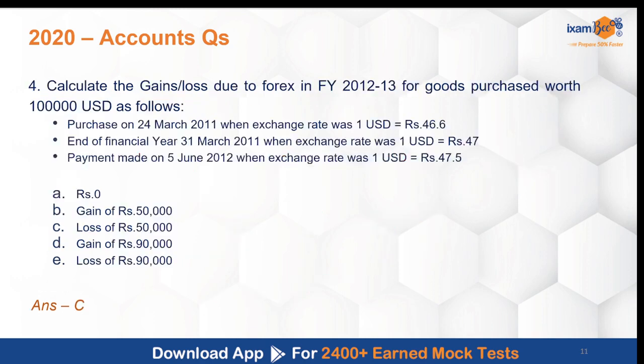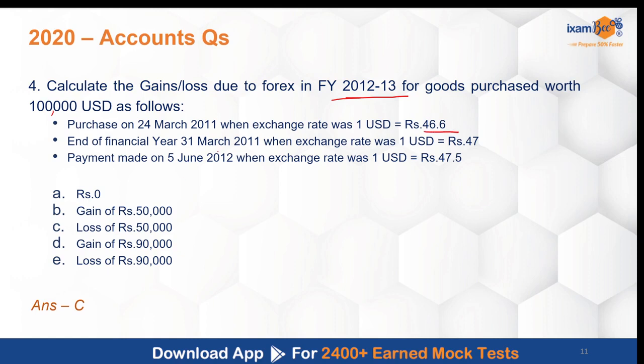Let's move ahead. Next question, this is the last numerical question that had come in 2020, phase 2. We were supposed to calculate the gain or the loss due to forex in 2012-13. So the financial year in which we have to calculate has been given, for goods purchased worth 1 lakh USD. And we have been given the different dates on which the exchanges happen and what the exchange rate was. So the purchase had happened on 24th March 2011 when the exchange rate was 46.6.